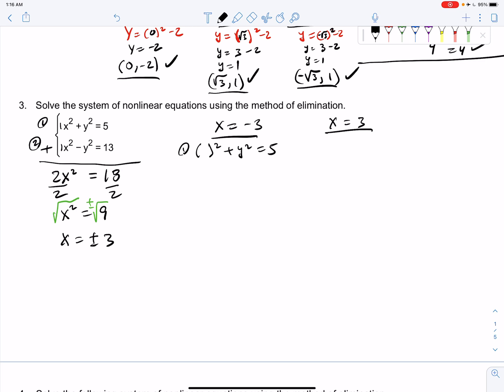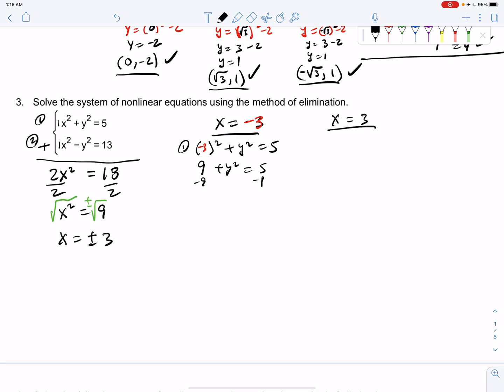Okay, so let's see what happens here. Now we're going to put in a negative 3. Right, we got our negative 3 right there. Put that in. Negative 3 squared is positive 9 plus y squared equals 5. If I subtract 9 on both sides, I'm going to get y squared equals negative 4. Now remember, when I square root both sides of this problem, I'm going to get an imaginary solution, and we are looking for real solutions.